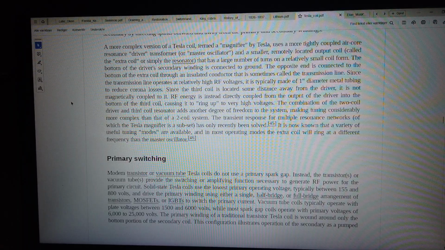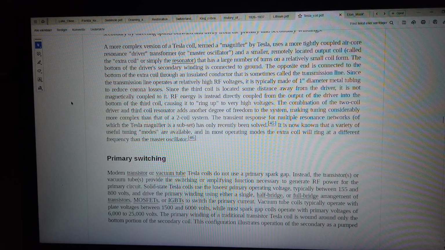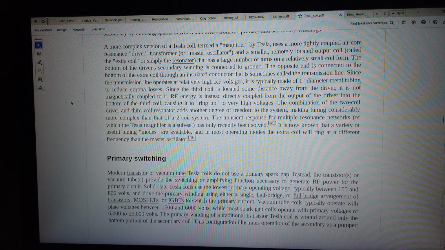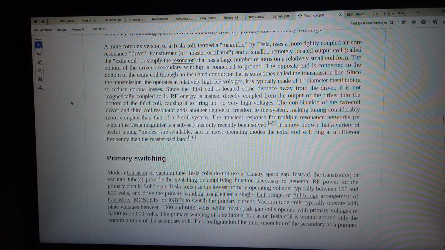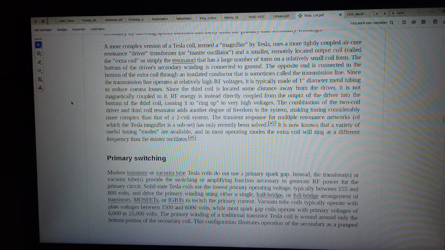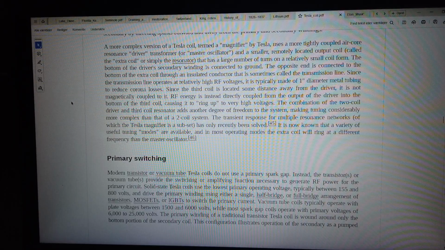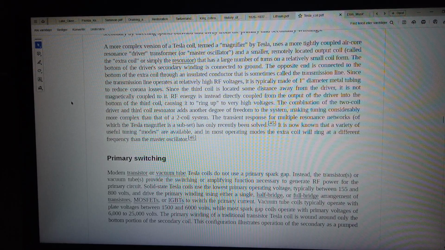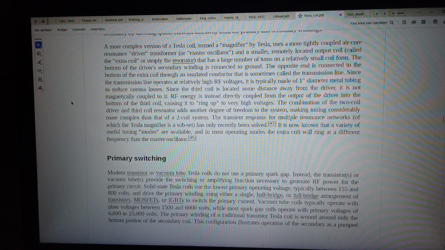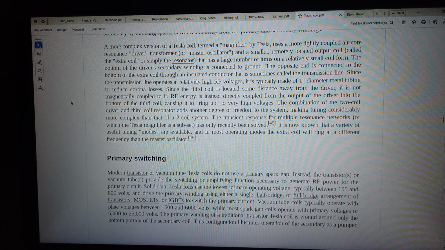The combination of the two-coil driver and third coil resonator adds another degree of freedom to the system, making tuning considerably more complex than that of a two-coil system. The transient response for multiple resonance networks, of which the Tesla magnifier is a subset, has only recently been solved. It is now known that a variety of useful tuning modes are available, and in most operating modes the extra coil will ring at a different frequency than the master oscillator.